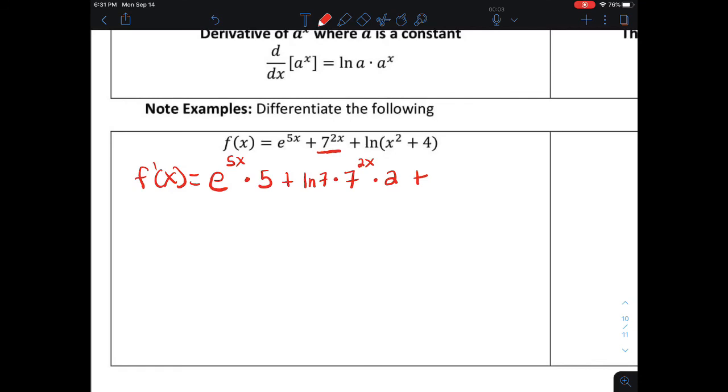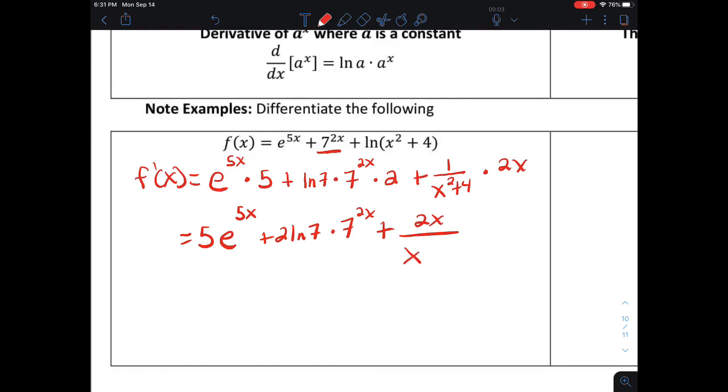Then we're going to add the natural log term. The derivative of the natural log is 1 divided by the inside times the derivative of the inside. And that's almost all we can do. I'm just going to rearrange the terms a little bit better, or the multiplication. So we have 5 times e to the 5x plus 2 ln of 7 times 7 to the 2x power plus 2x over x squared plus 4.